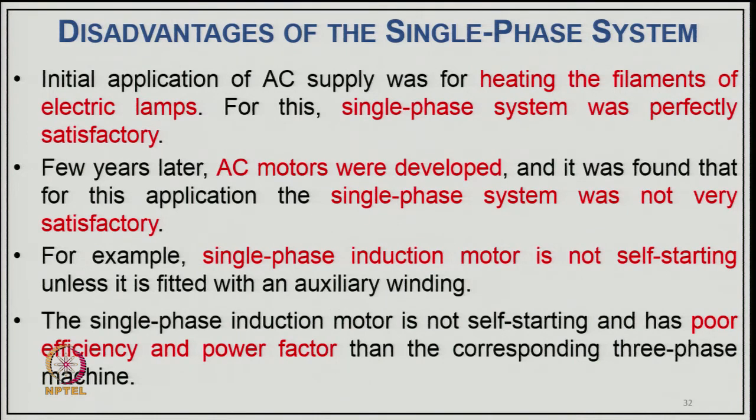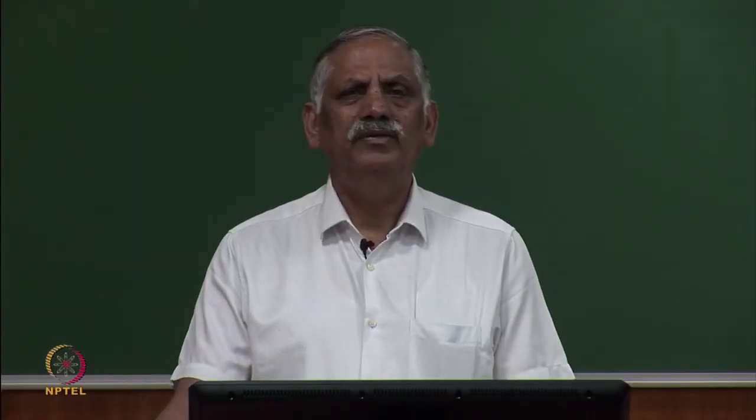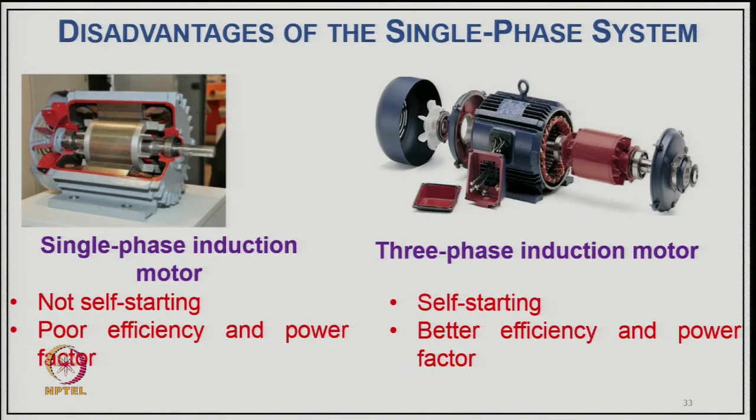And what was the reason? A typical example is that a single phase induction motor is not self starting unless it is fitted with an auxiliary winding, and it has a poorer efficiency and power factor than the corresponding 3 phase machine. That is another reason. You have 3 phase generators and 3 phase motors, and they are much more efficient than single phase motors and single phase generators. Finally, that is the reason we have gone for it.